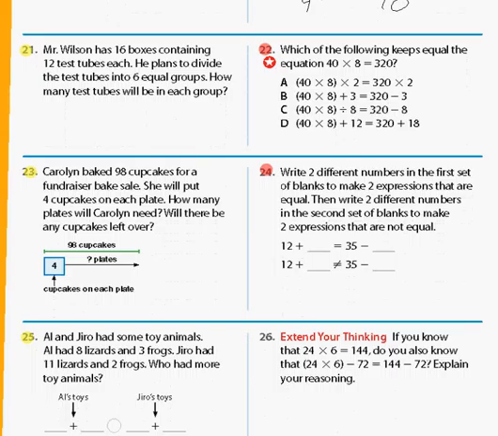Okay, problem number 20. Which of the following keeps equal the equation 40 times 8 equals 320? On problem A, I have 40 times 8 times 2, that's what's different, equals 320 times 2. I'm doing the same thing to both sides of the equation, so I think that one may be true. I'm going to put a question mark there because I want to go check all of them.